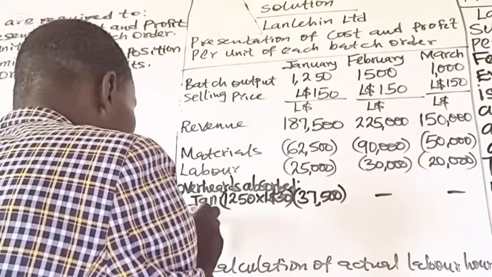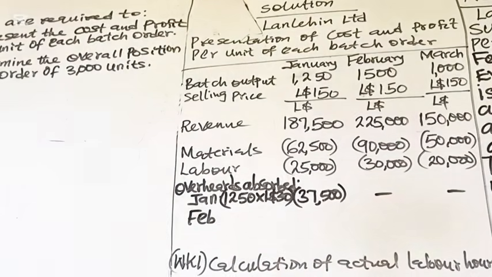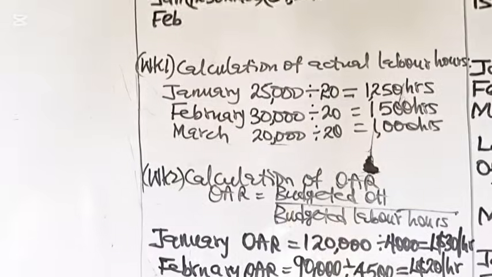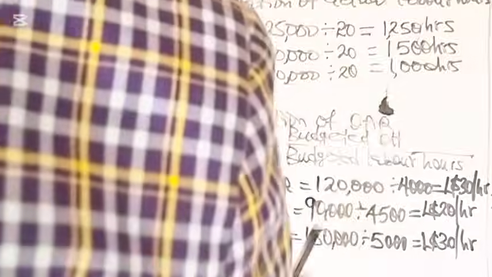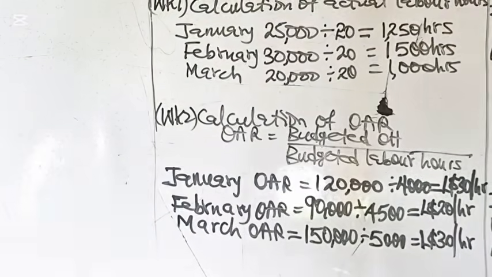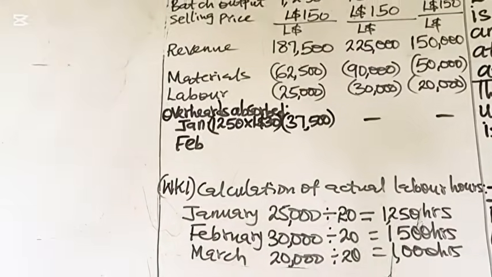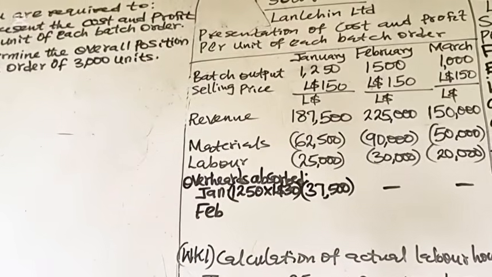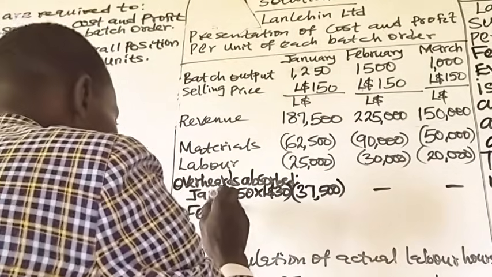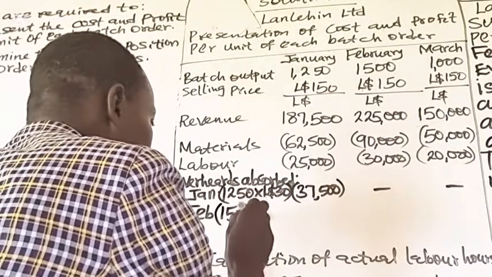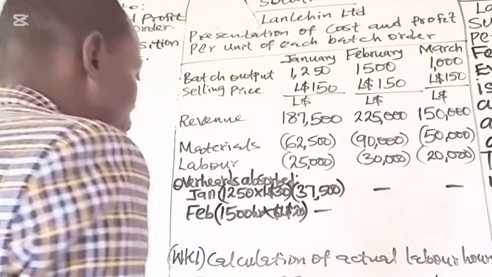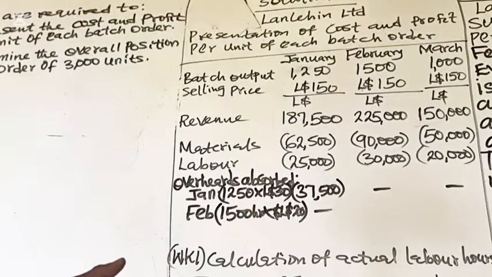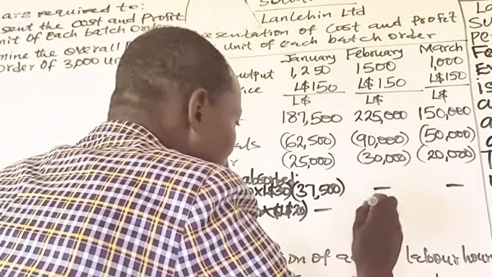In the month of February, the actual labor hours is 1,500 as calculated. And the overhead absorption rate is 20 Liberian dollar per hour. So you have 1,500 labor hours times 20 Liberian dollar. 1,500 times 20, that gives us 30,000 Liberian dollar.